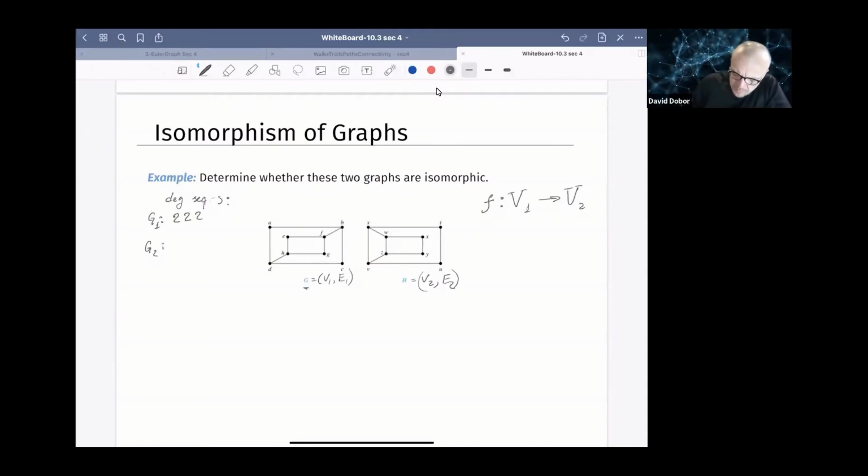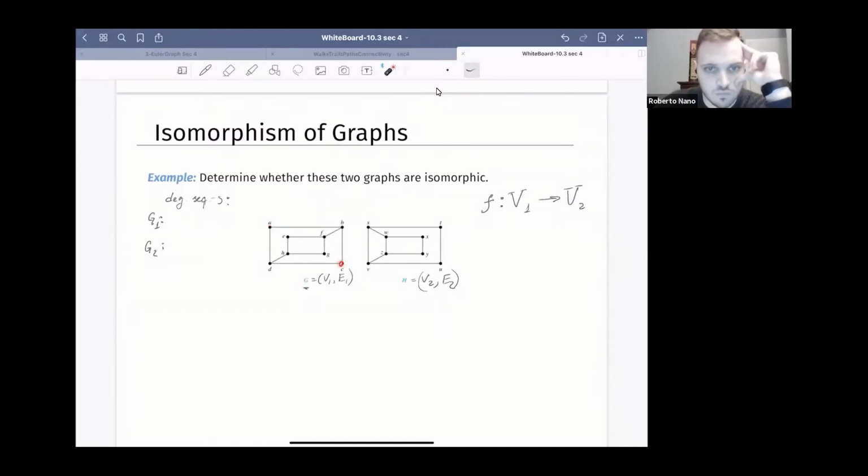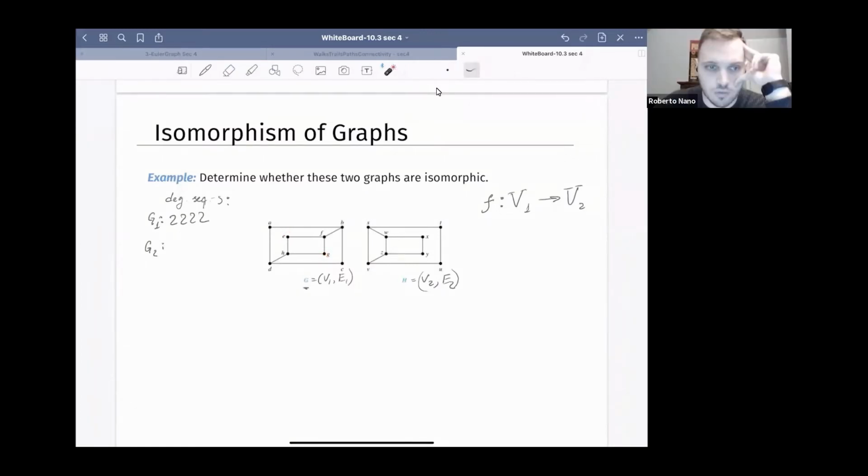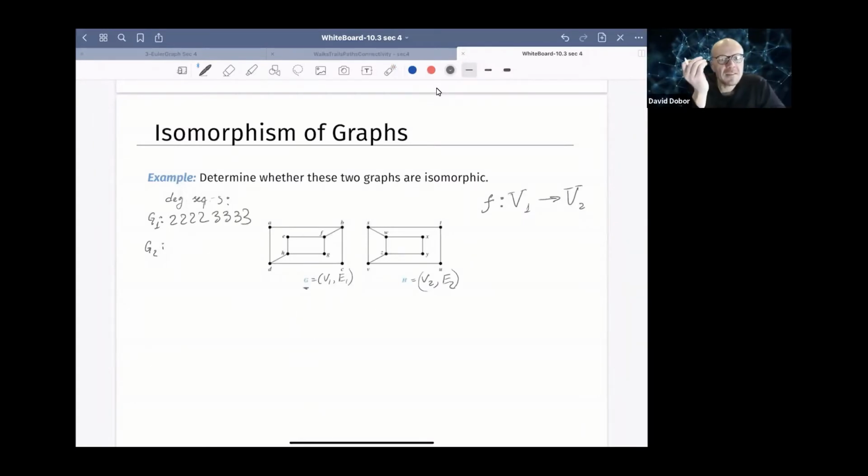2, 2. So help me out. So what are the degrees in G? This guy has degree what? 2. This guy? 2. And these guys? 2. Okay, so I have 4 vertices of degree 2. And then I have 4 with 3. That same sequence is the degree sequence of H as well, right?